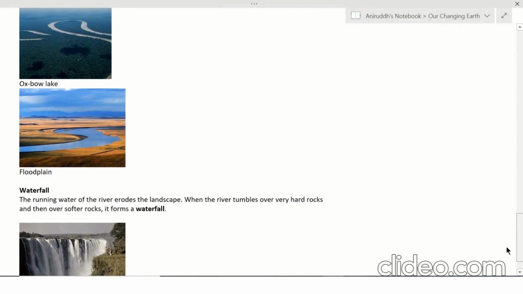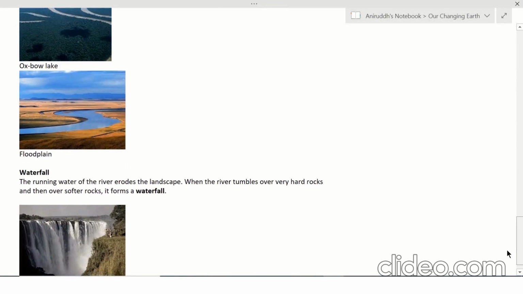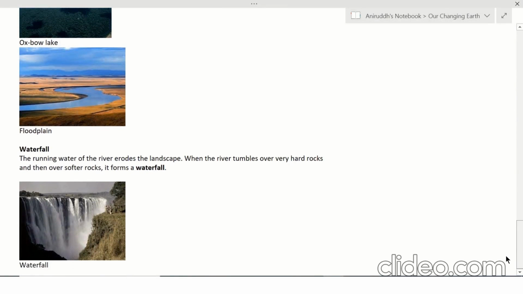Waterfall. What is a waterfall? The running water of the river erodes the landscape. When the river tumbles over very hard rocks and then over softer rocks, it forms a waterfall. You can see the picture of a waterfall here.